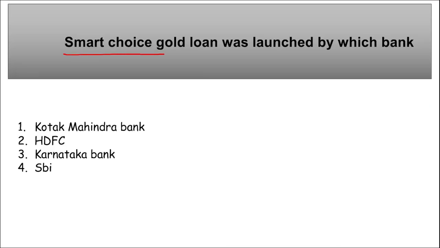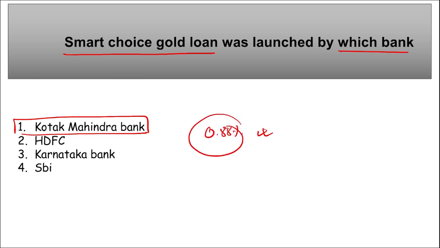Next, Smart Choice Gold Loan was launched by which bank? This Smart Choice Gold Loan was launched by Kotak Mahindra Bank Limited, right? And this is a simpler application that aims to offer consumers the maximum value and flexibility to meet their credit needs. The monthly interest rate of the loan is as low as 0.88%, that is monthly interest, correct? And the loan comes with other features such as zero processing fee, same day disbursement, flexible repayment options, and so on, right? So this Smart Choice Gold Loan was launched by Kotak Mahindra Bank.